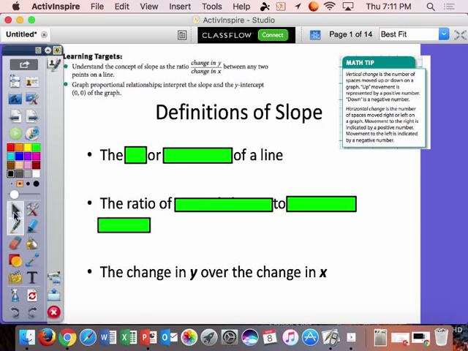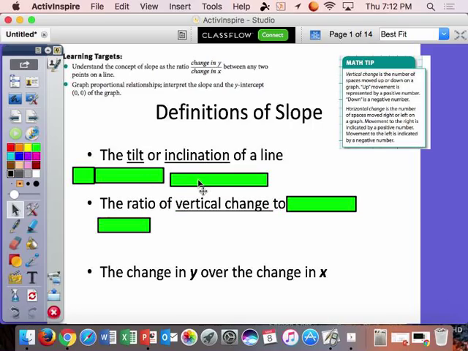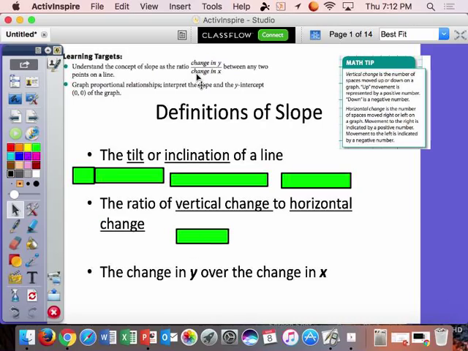So slope is the tilt or inclination of a line. If you need to pause and write that down, do so. It is also the ratio of vertical change, that's our change in y, to our horizontal change, that is our change in x. Again, if you need to pause that, do so and write it down. You also have this math tip over here. All right, so we are on page 1 of our packet.